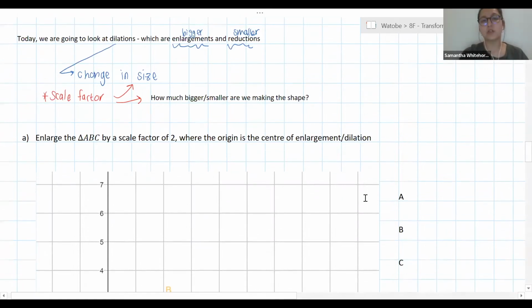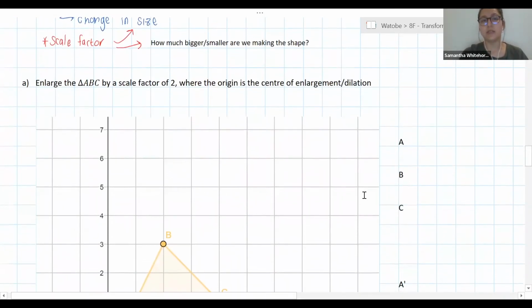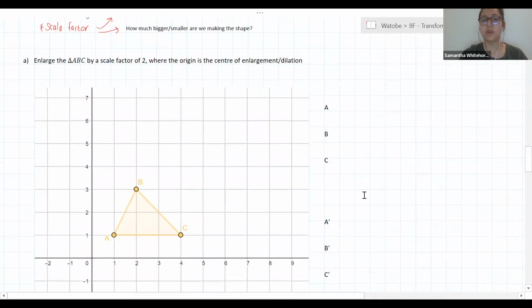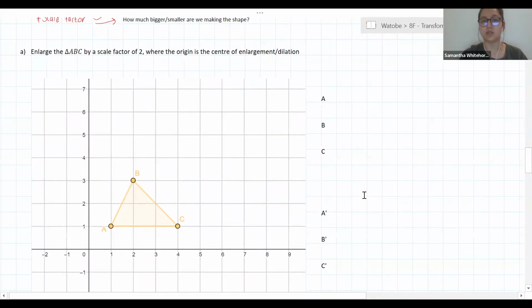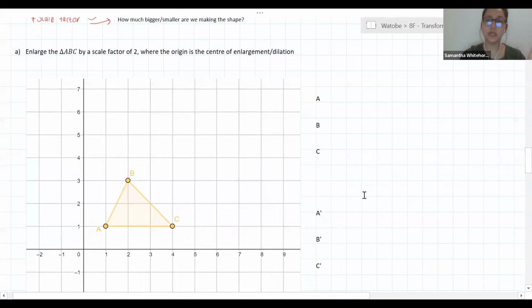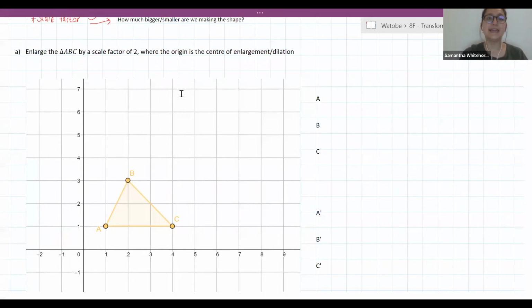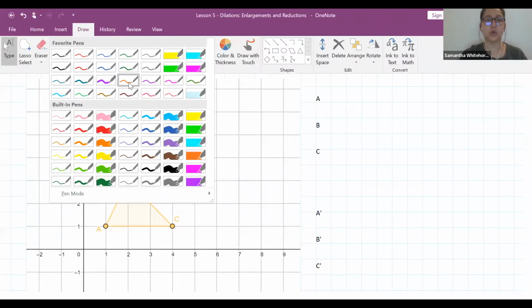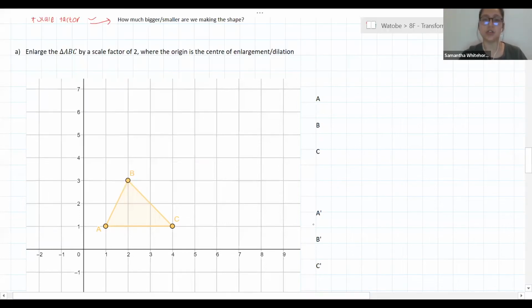So here we've been told to enlarge the triangle ABC by a scale factor of 2, where the origin is the center of enlargement or dilation. Before we even stress about that, let us write down the original coordinates of A, B, and C. You can either put it in the chat or raise your hand. Can anyone give me what these original coordinates of triangle A, B, and C are? And remember, guys, coordinates X first and then Y.